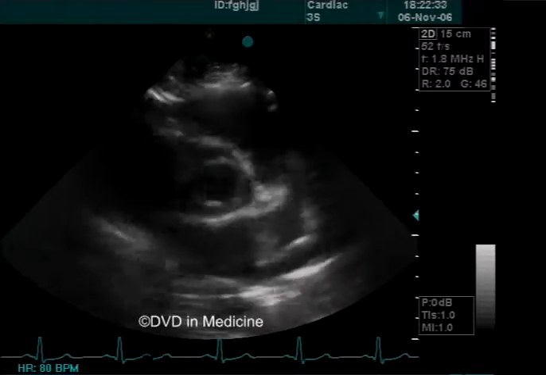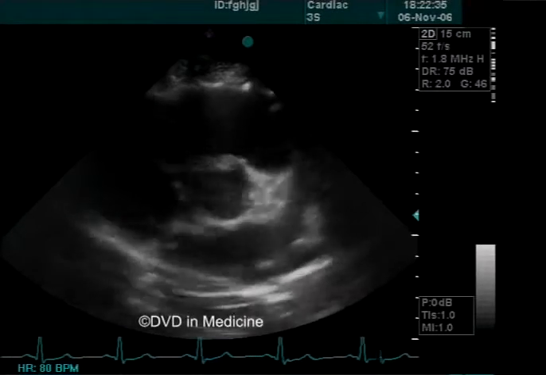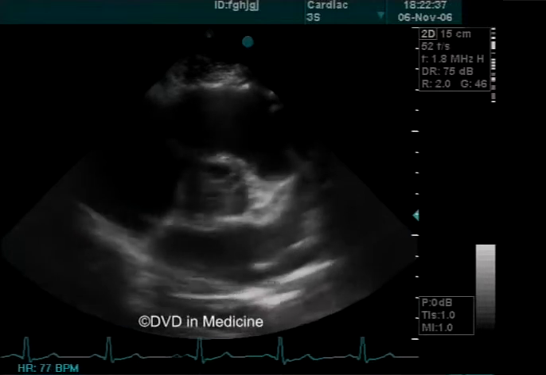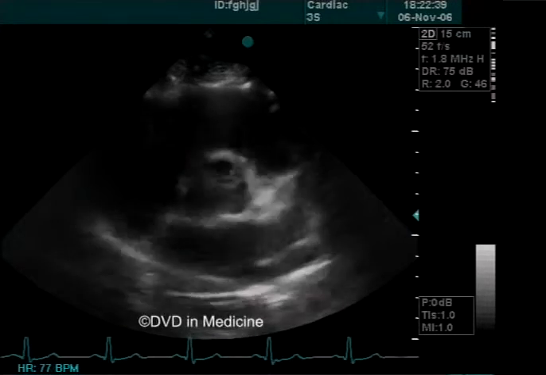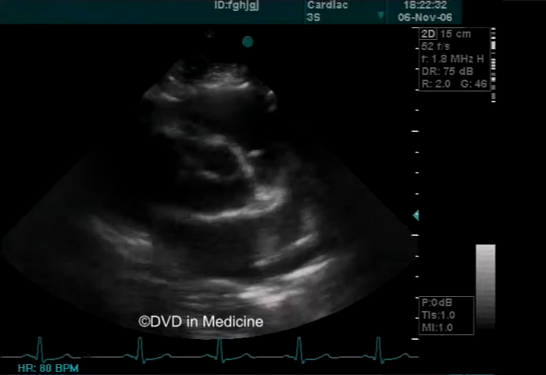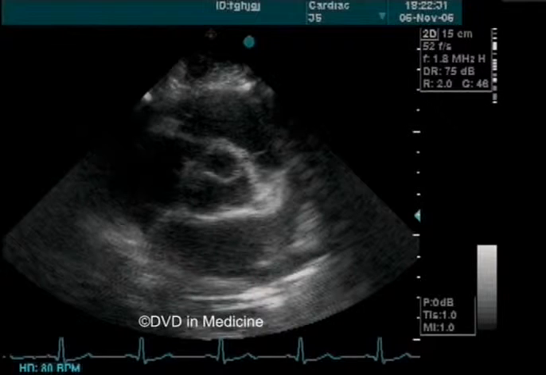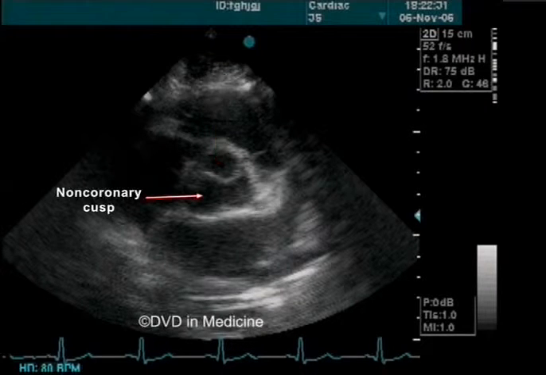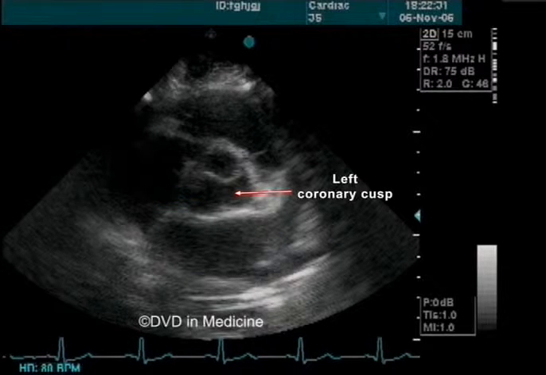In this image, one can see aortic valve leaflets in the center of the root of the aorta. In closed position, the leaflets form the shape of the letter Y or the Mercedes logo. The right coronary cusp is on the top and near the right ventricular outflow tract. The non-coronary cusp is at the bottom and to the left, near the right atrium, and the left coronary cusp is at the bottom and to the right, near the left atrium.